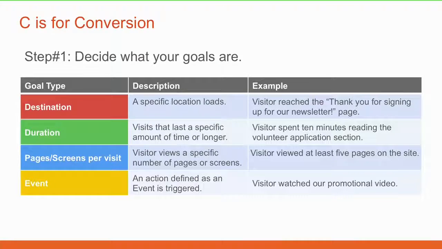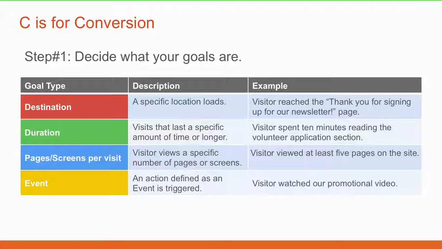The third type of goal that we can track in Google Analytics is the number of pages or screens that a visitor saw on an individual visit. So now we can say, all right, we want to track that they looked at least 10 pages of our site before they left.